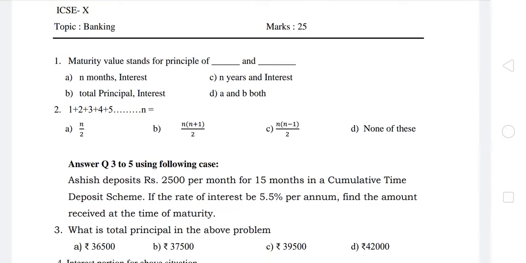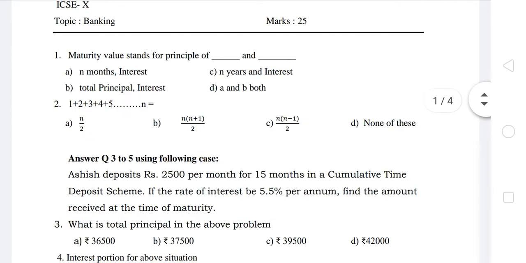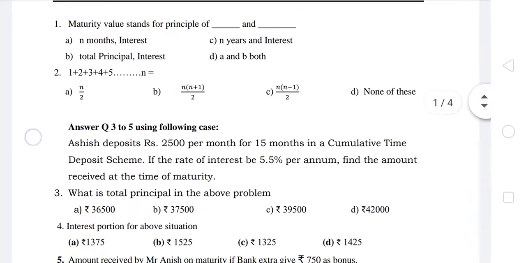See here, the first one is: the maturity value stands for principal of dash and dash. So if you want to find the maturity value, on the principal of what? Months and interest, n years and interest, total principal and interest, A and B both. So the answer for this is here. See, I have given the answers. First one is D, both A and B. So while calculating the maturity value, it stands for both A and B, that is n months interest, n years interest. So the answer is D.